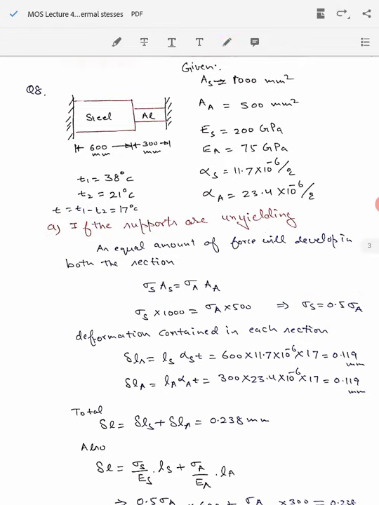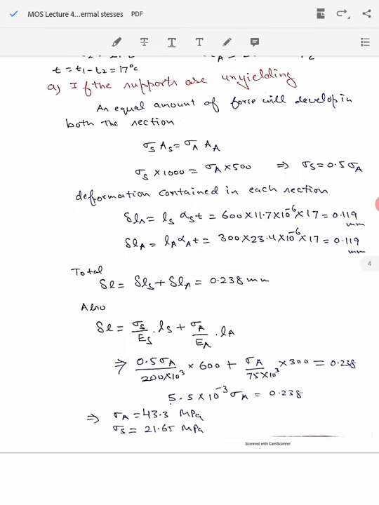We can find the deformation in the individual section of the steel and aluminum part. As we know the length of the steel part, its expansion coefficient, and the change in temperature, we find that this value turns out to be 0.119 millimeter. Similarly, you can do the calculation for the aluminum section. You will find that it is also 0.119 millimeter. So the total deformation will be the sum of these two, and it will be 0.238 millimeter.